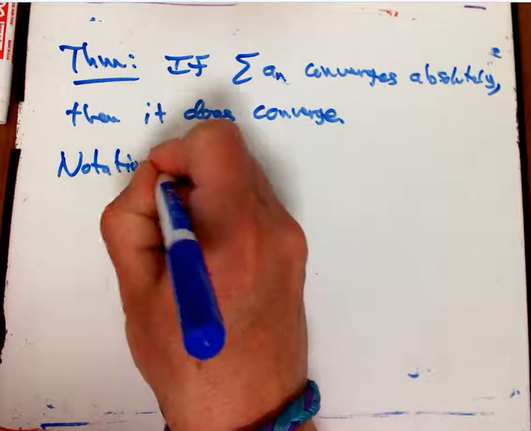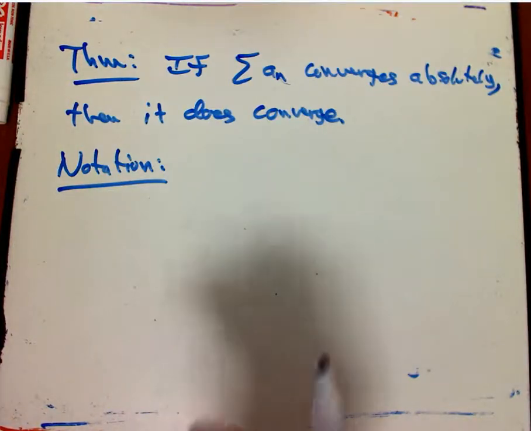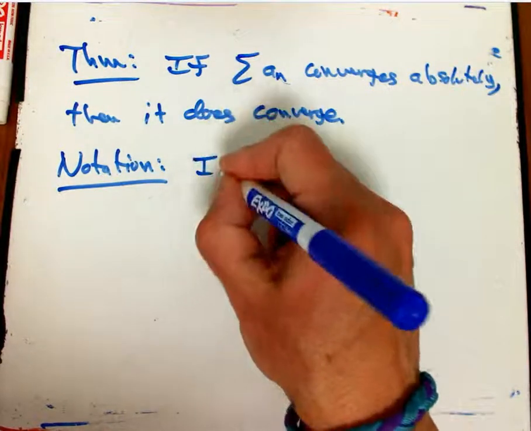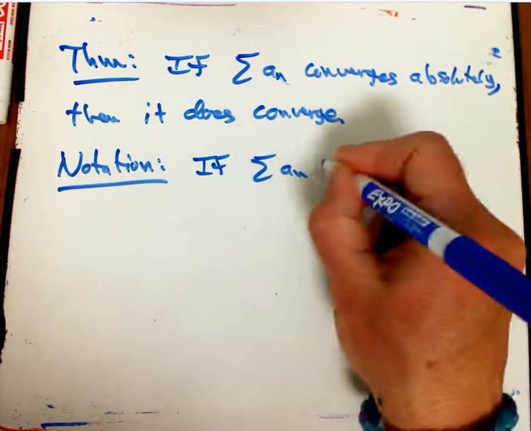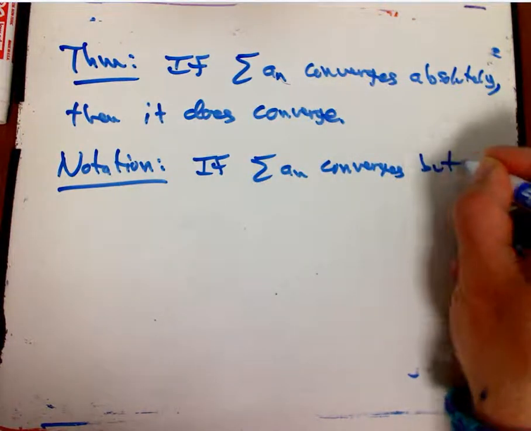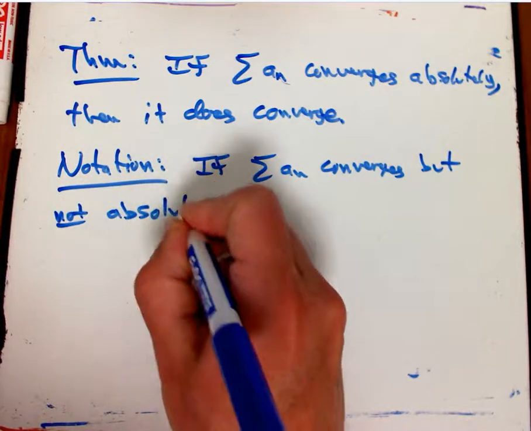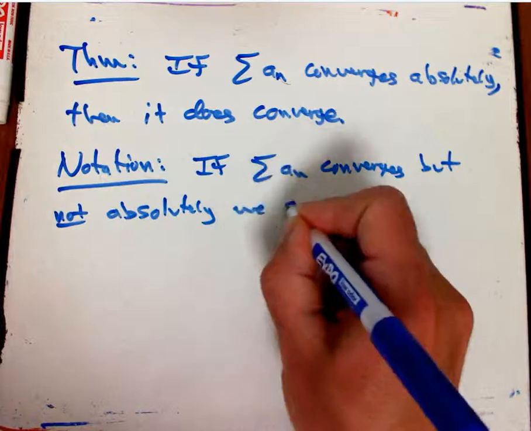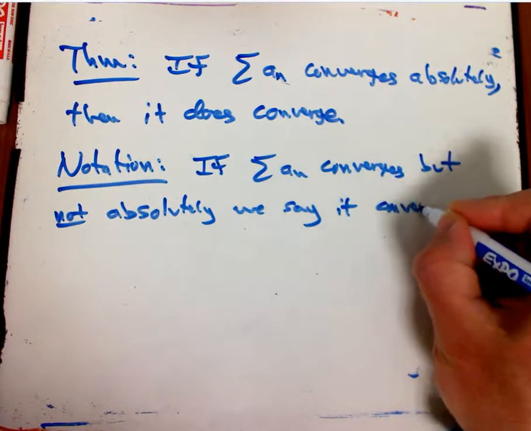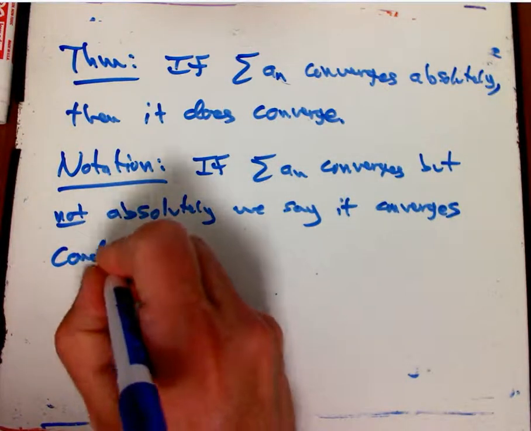There are going to be plenty of series, like many alternating series, where if you throw out the minus signs, that's exactly what was making it converge, and it will no longer converge. So if a series converges, but not absolutely, we say it converges conditionally. So conditioned on the minus signs being in there.